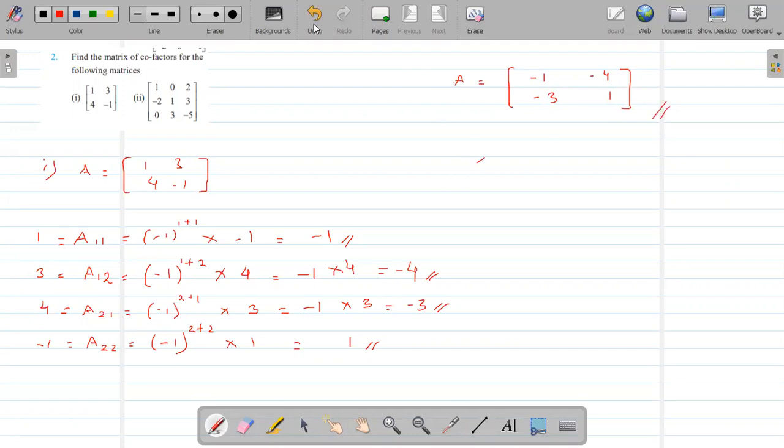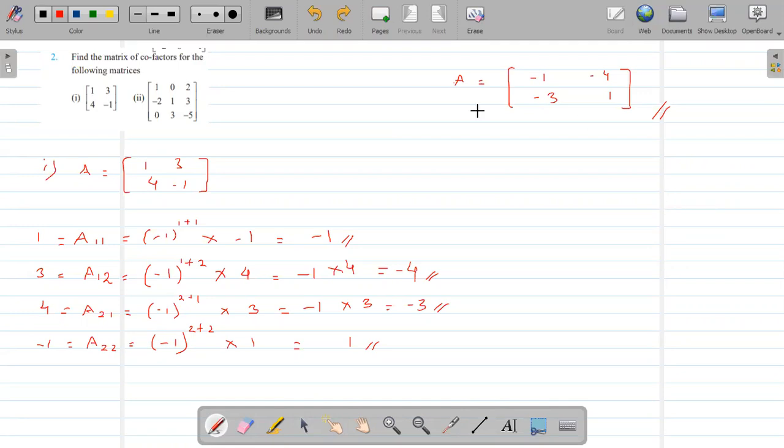Got it? Everybody understood? Yes, sir. I hope so. So please take the screenshot of this. Yes, sir. Taken, sir, taken. Everybody taken now? Very good.